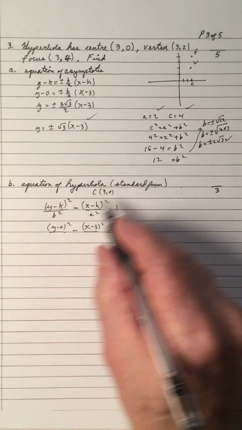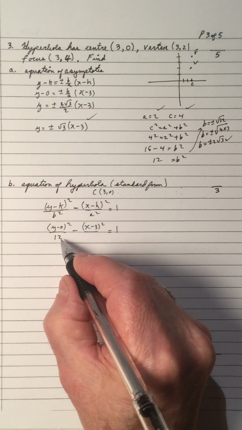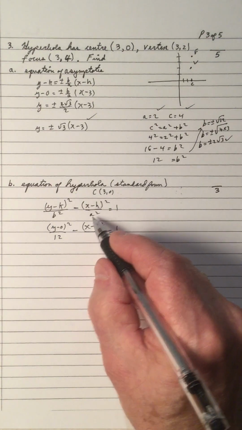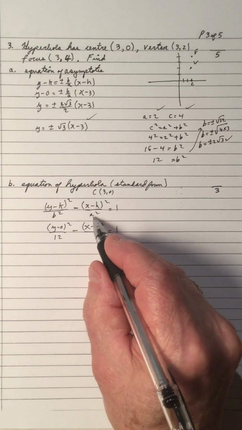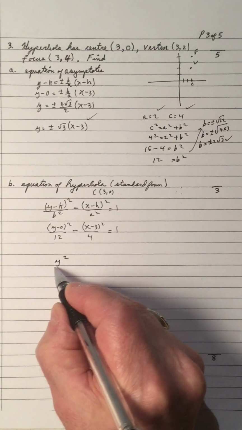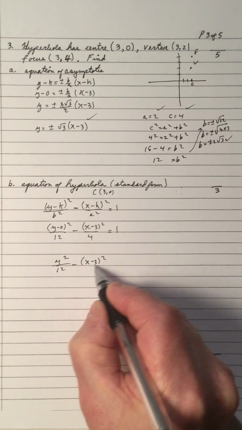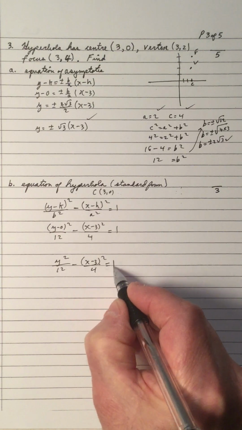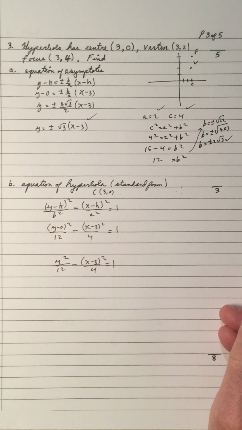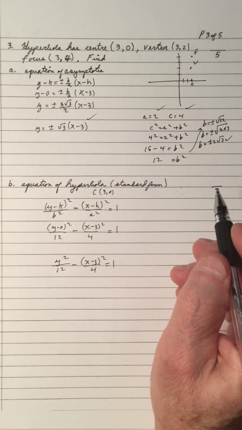And so b squared is right here. We found b squared to be 12. And a squared, a is 2. So a squared is 2 squared is 4. So the equation is y squared over 12 minus x minus 3 squared over 4 equals 1. And again, repeat, because it's going up and down, y squared is first.